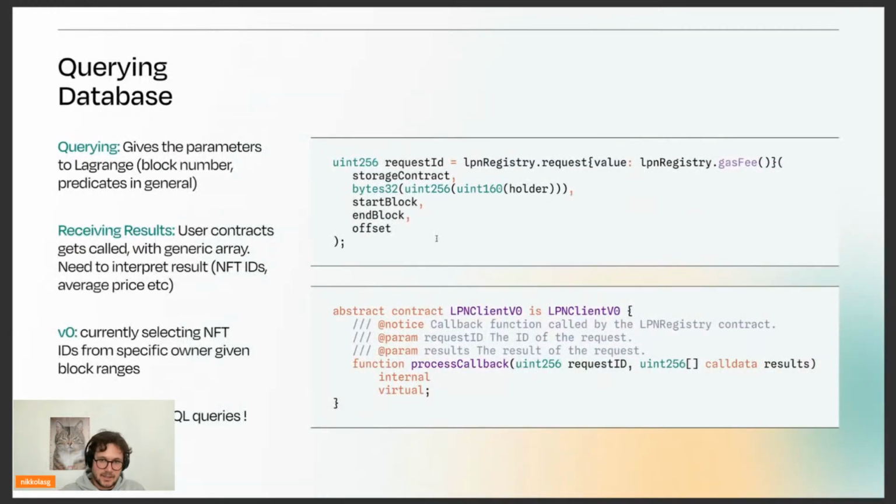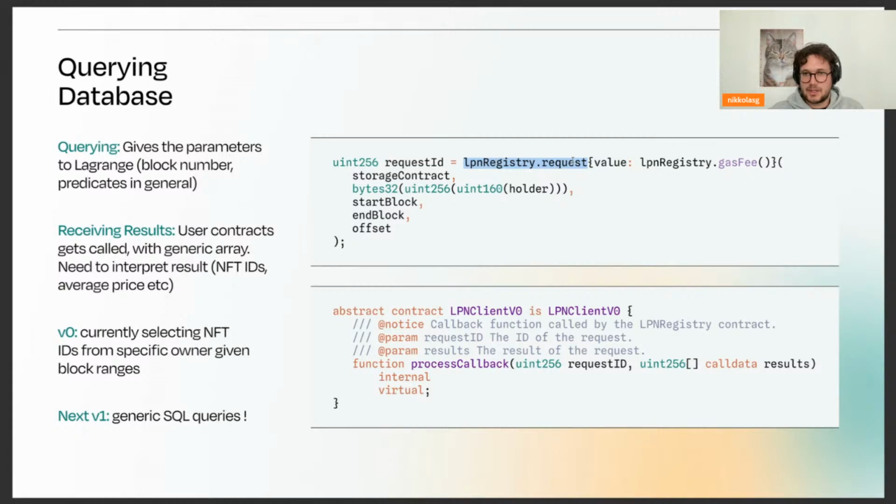And then for querying the database, you need to adhere to some sort of interface. It's basically an Oracle model where you just have a callback. So you first ask the Lagrange registry to make a request, and you need to pay some gas fee for the Oracle response, where you specify the contract you want to query over, the ID of the NFT you want to query over, and a start block and end block of when you want to look at the query, because for us, a query is always related to historical data.